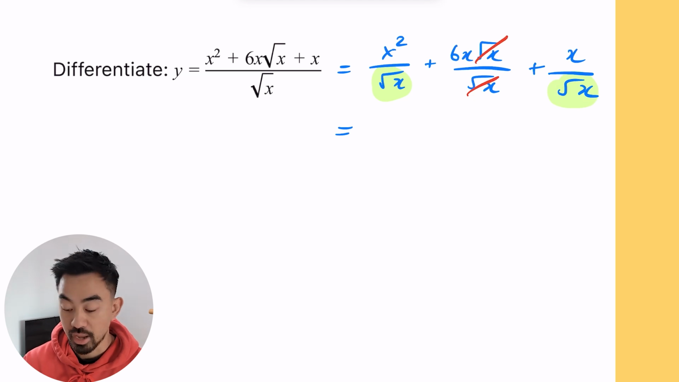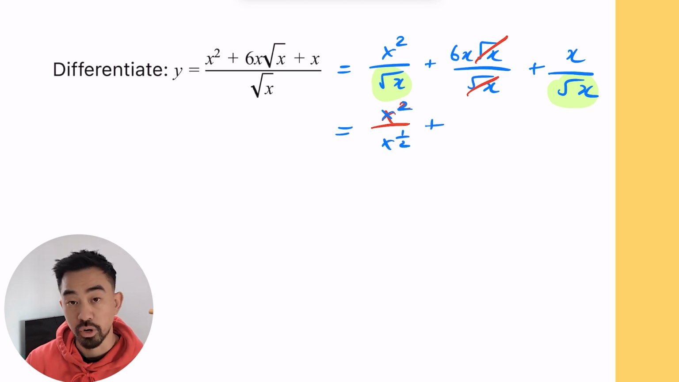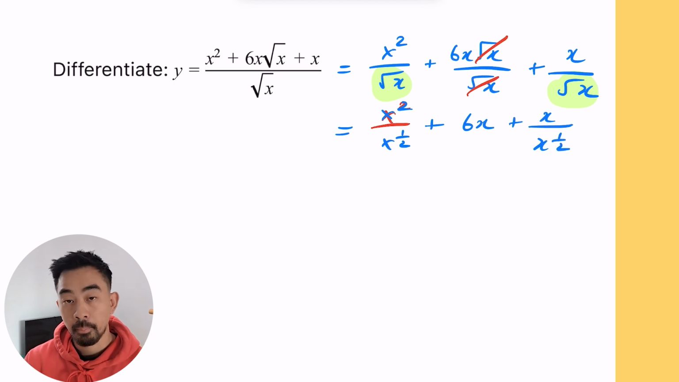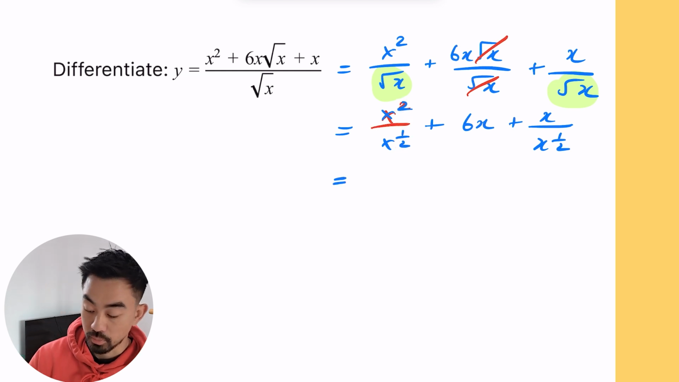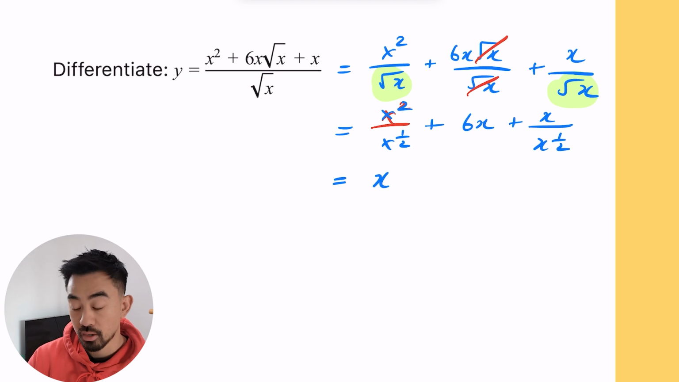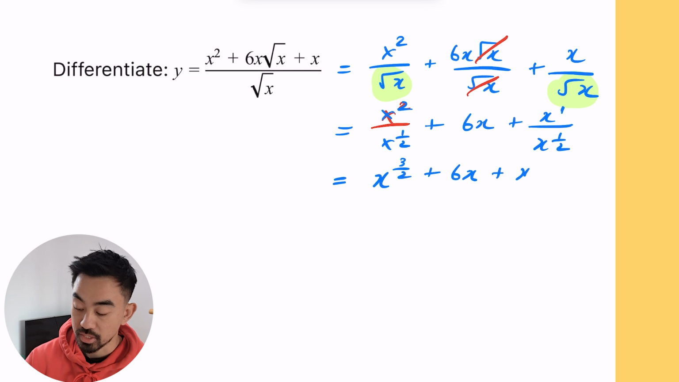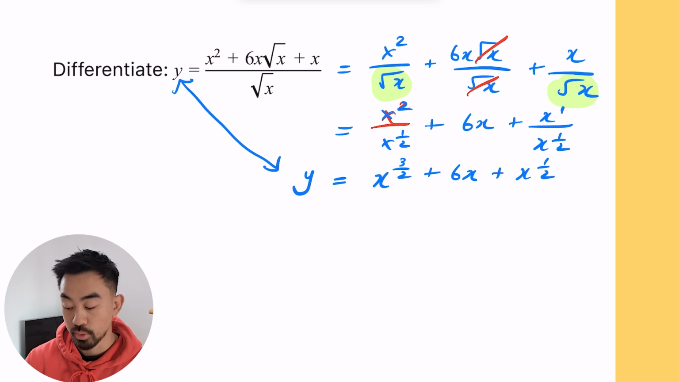So I'm going to change those so they have index powers. So that'll be x to the power of a half plus, so the root x's cancel out, you're left with 6x plus x over x to the power of a half. Now my index laws tell me when I divide, I subtract the indices. So this will be 2 minus a half is 1.5. So that's x to the 3 over 2 plus 6x plus x to the power of 1 divided by x to the power of a half. So you subtract the indices. 1 minus a half is a half. And then there you have it. So that is just the rewritten form of our original equation.